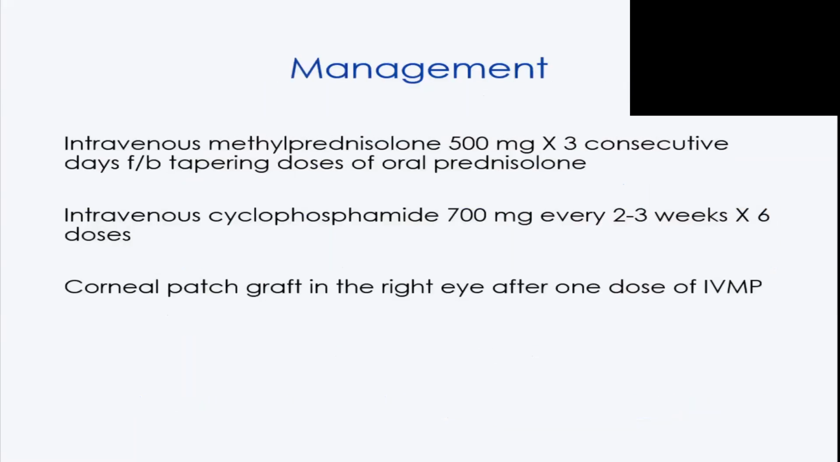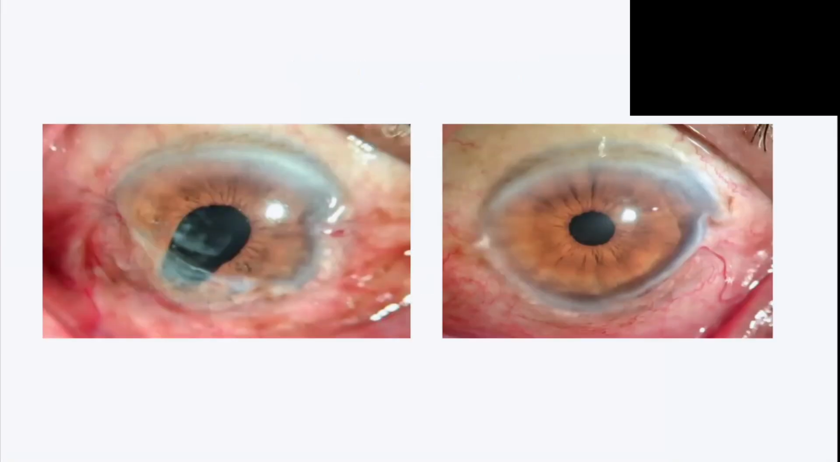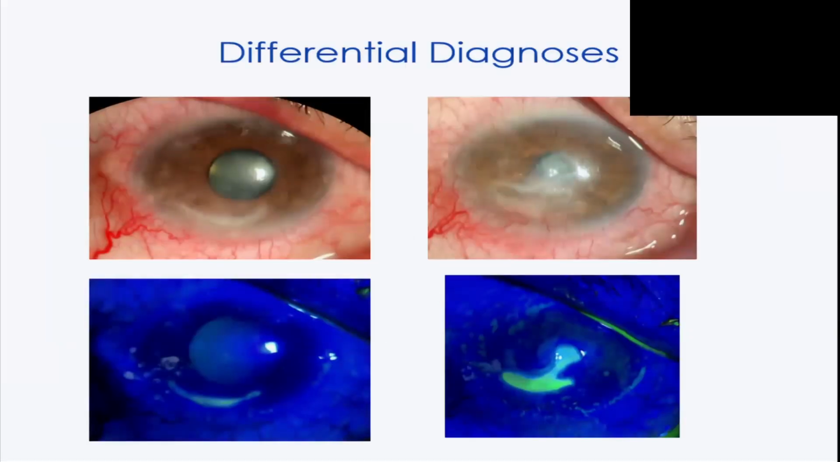So in this case, again, we gave IVMP for 3 consecutive days, and then oral prednisolone, cyclophosphamide pulses. And after we had given IVMP and the first dose of cyclophosphamide, we operated. So the patch graft was done after and not before, and that is important, right?